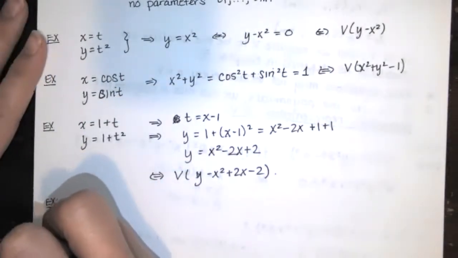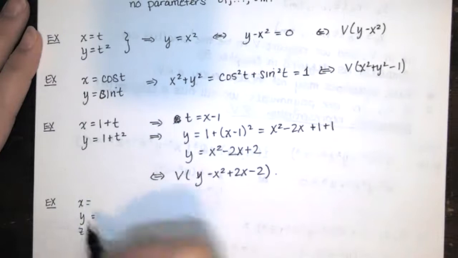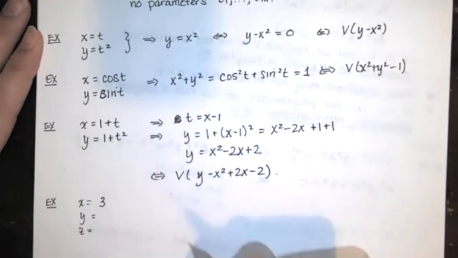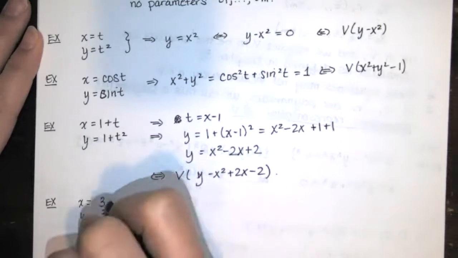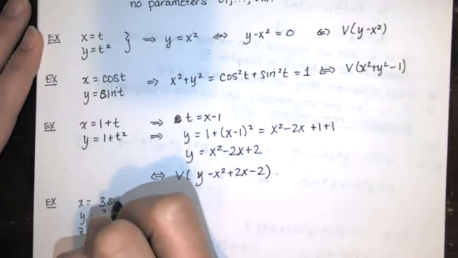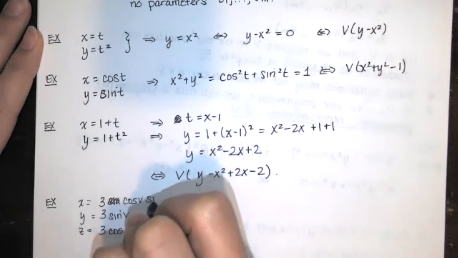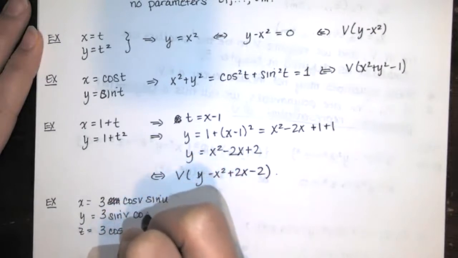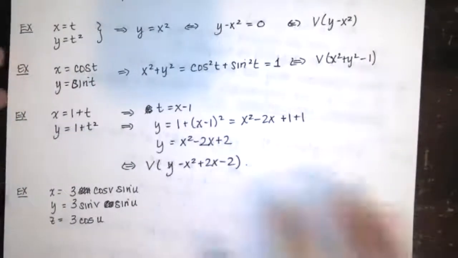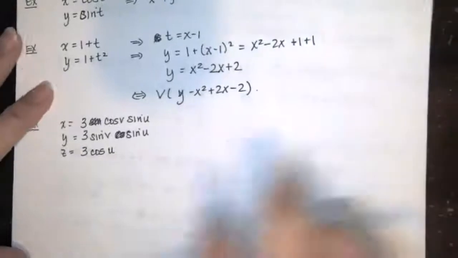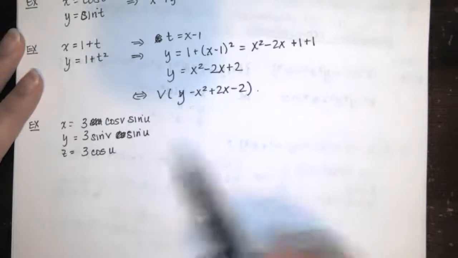Now, we did look at some parametric representations that involved 2 variables. We said if we had a sphere of radius 3, we might represent it this way. Oops, that should be a sine of u as well. Now, the parameters here are not t's, but they're u's and v's. That's the same thing. That's fine with us.